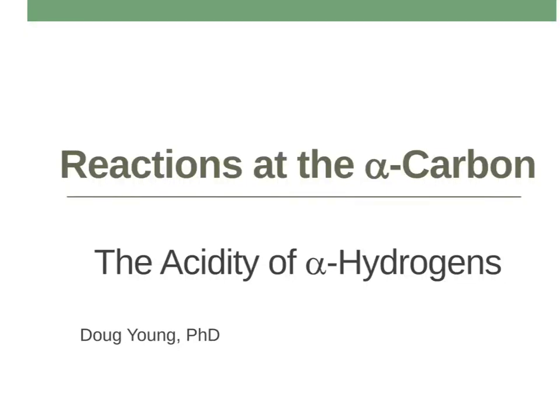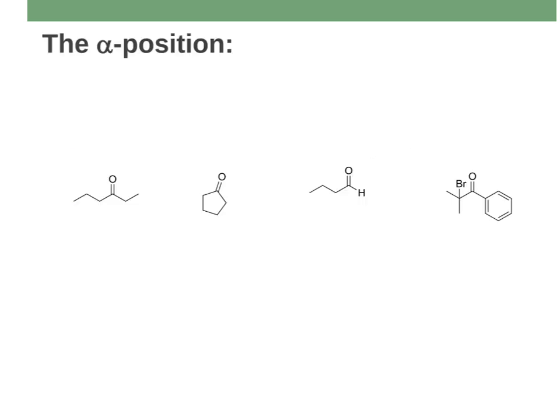We are going to try to wrap our minds around the acidity of the alpha hydrogens, or in other words, the hydrogens that are on those alpha carbons. It turns out that it's really, really important, and we can take advantage of that acidity to do a lot of different transformations at the alpha carbon of a carbonyl. So let's take a look and see what we're talking about here.